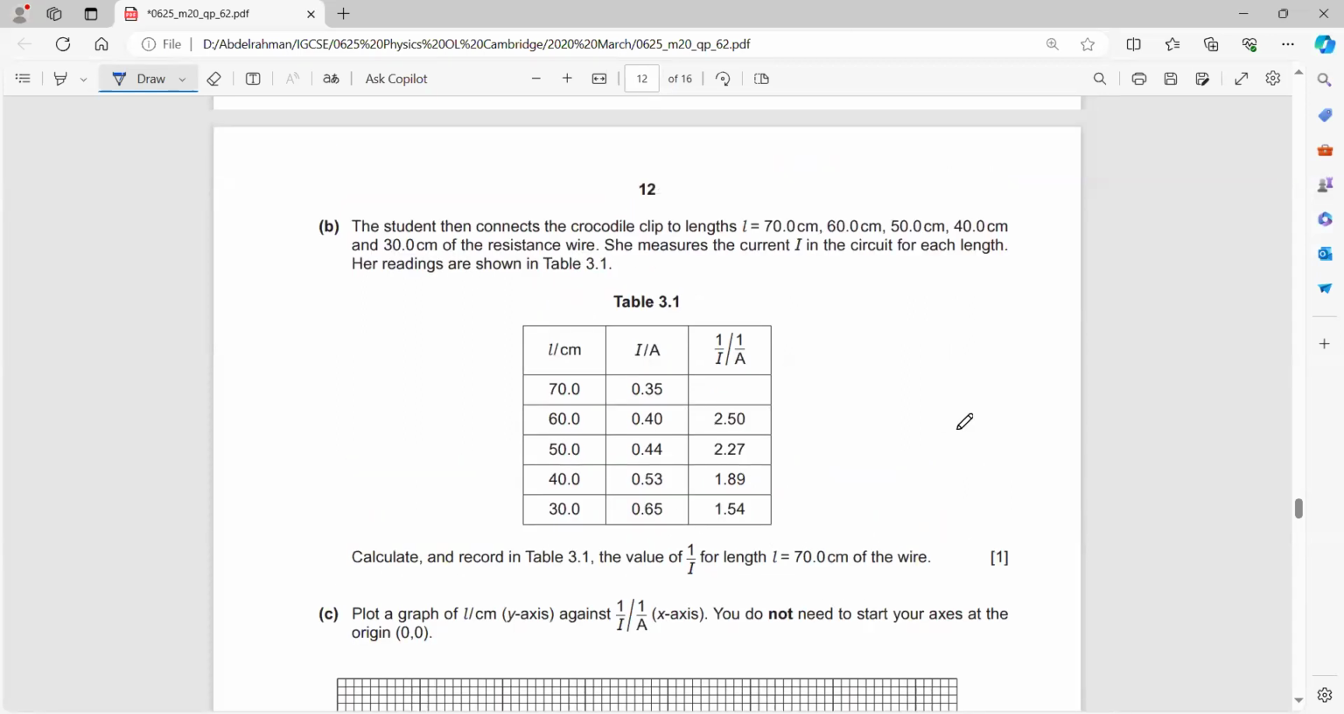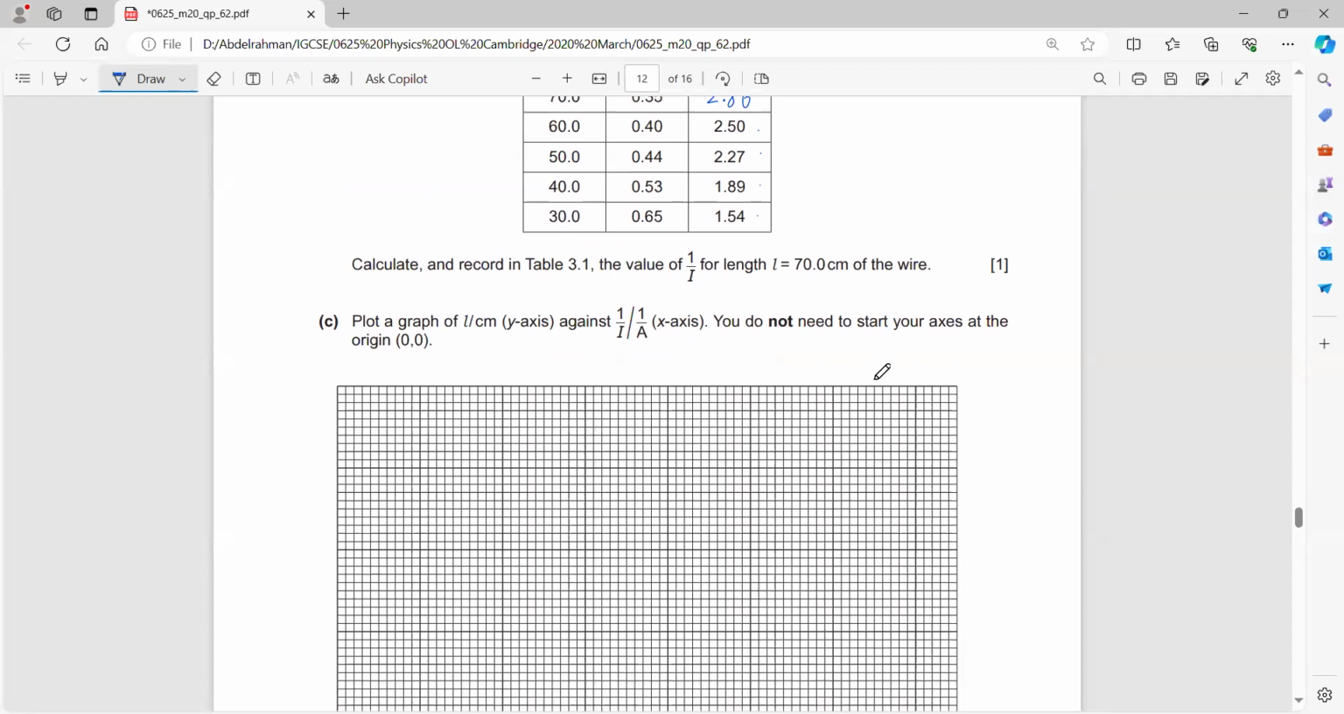The student then connects the crocodile clips to different lengths and she measures the current. Can you calculate 1 over I? 2.9. Okay. Do not write it as 2.9, because all of the other values are in three significant figures. Okay, 2.86. That is correct.